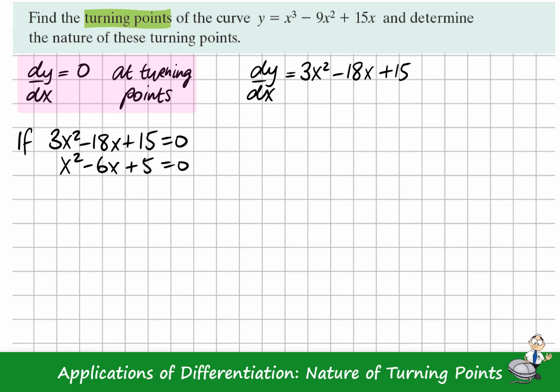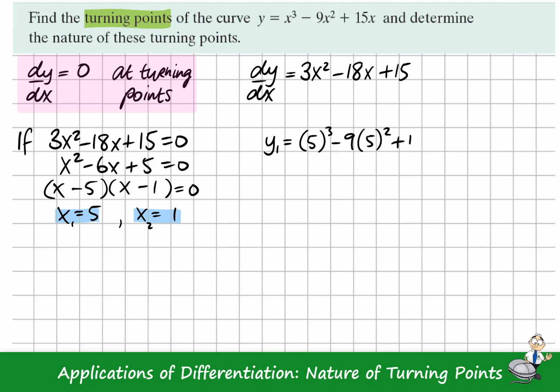So dividing across by 3 simplifies this a little bit. And we see the factors then will be x minus 5 and x minus 1, giving solutions x equals 5 and x equals 1. So if we sub these values into the original curve, into the cubic, it gives corresponding y values. So sub in 5 for x, we see an output then that y is equal to negative 25. So our first point is x is 5 and y is negative 25.